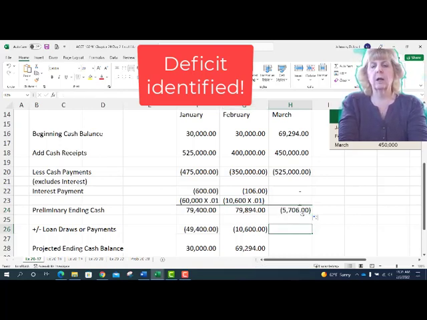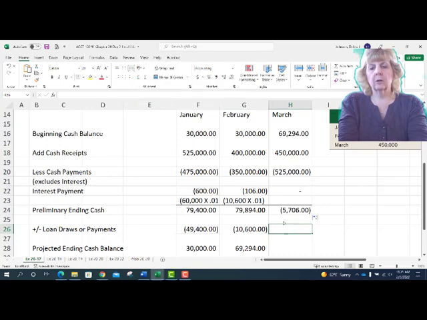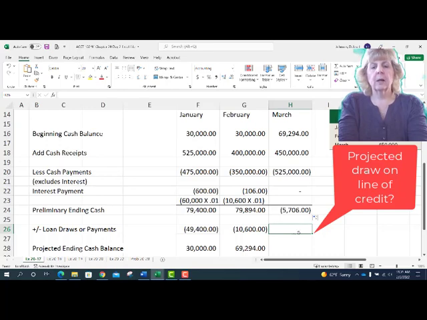And this is where a line of credit can be literally a financial lifesaver. Here's the part that trips up many students. Remember what we promised the bank. We promised the bank that we would have no less than $30,000 in our account. So now it comes time to draw from the line of credit. But I'm not just going to draw $30,000.